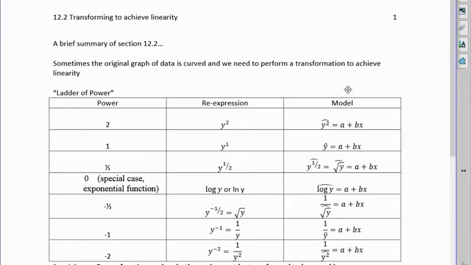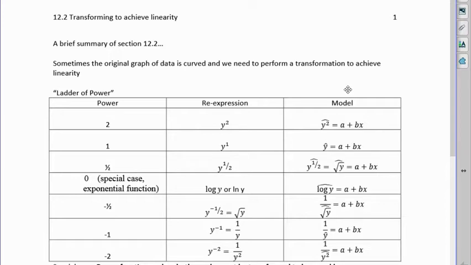This is the last section of the AP Stats course. So this is 12.2, transforming data in order to achieve linearity, which provides us with a very good opportunity to review linear regression, which will be incredibly important on the AP test.